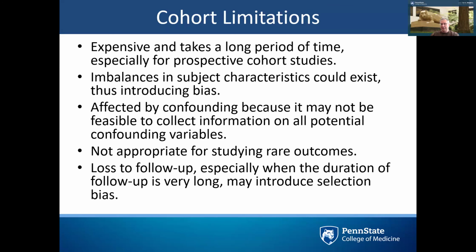Some cohort limitations. Again, they are expensive, but they're not as expensive as an experimental study. And they take a long period of time, especially for a prospective cohort. Depending on what you're trying to research, you're following these patients sometimes 6 months, sometimes a year, sometimes 5 years. Depends on the goal of the study. Imbalances in subject characteristics could exist, thus introducing bias. They're affected by confounding because it may not be feasible to collect information on all potential confounding variables.